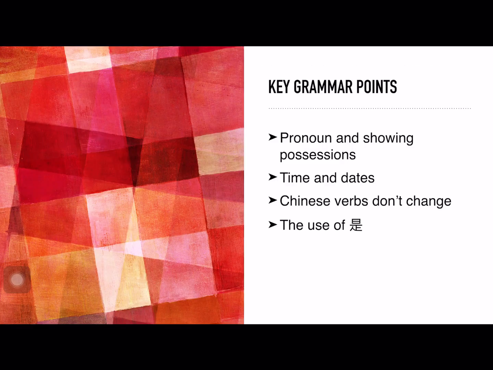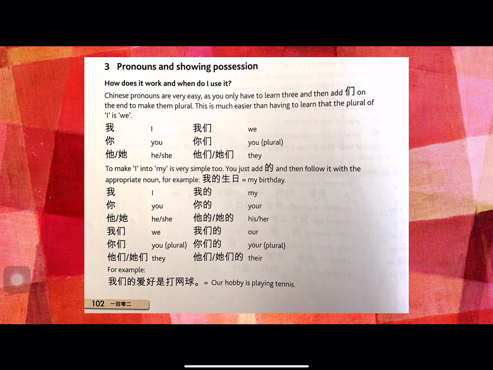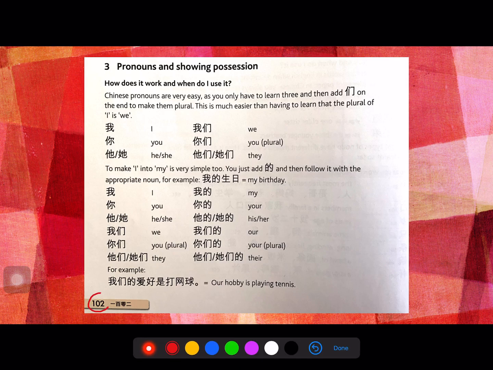Today we are going to go through some of the key grammar points that we've learned for the recent topics. So the key grammar points that we are going to review today are pronouns and showing possession, time and dates, Chinese verbs, as well as the use of 是. So the first point, pronouns and showing possession, you can find this on page 102 in your Jinbu textbook. So how does it work and when do I use it?